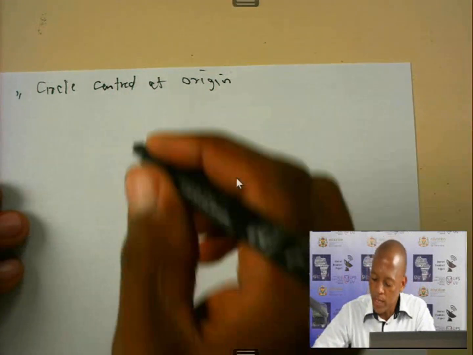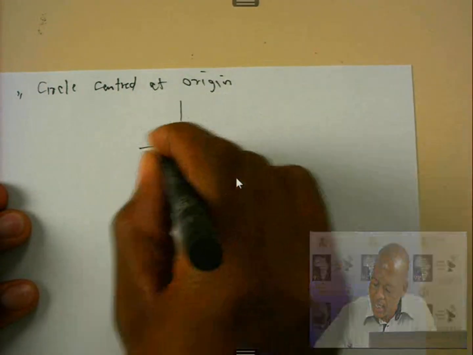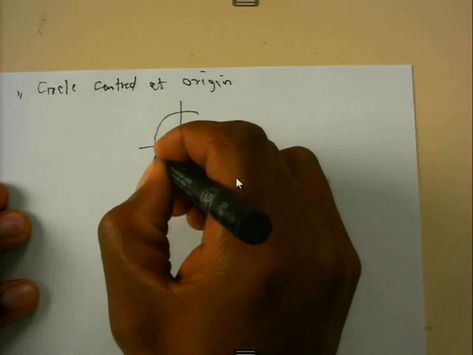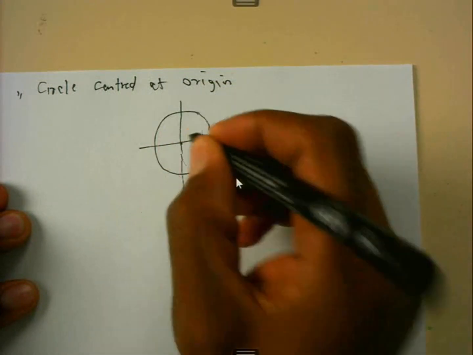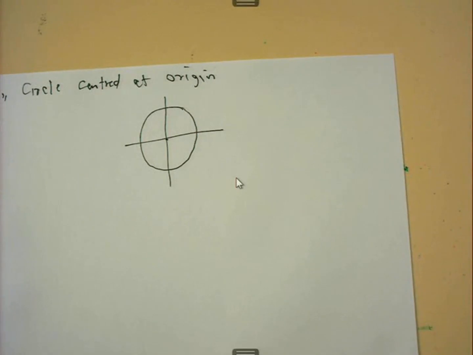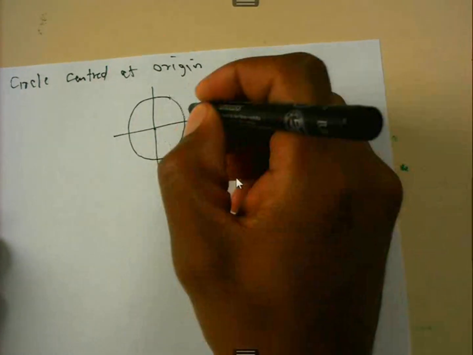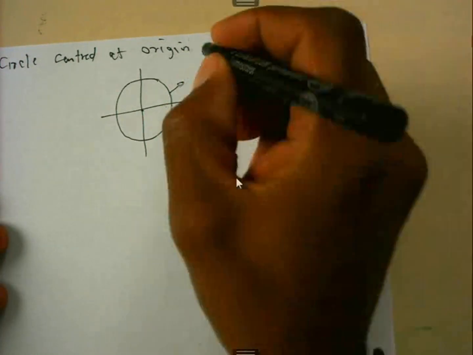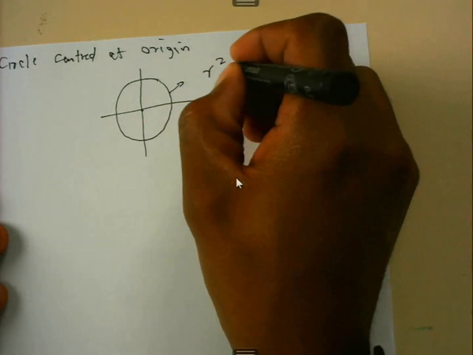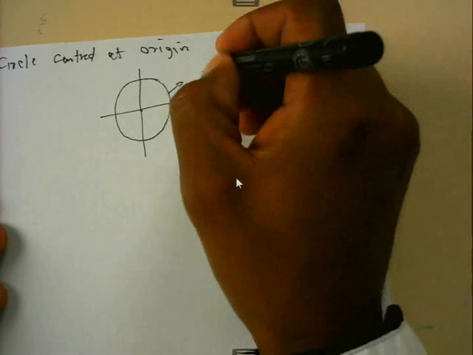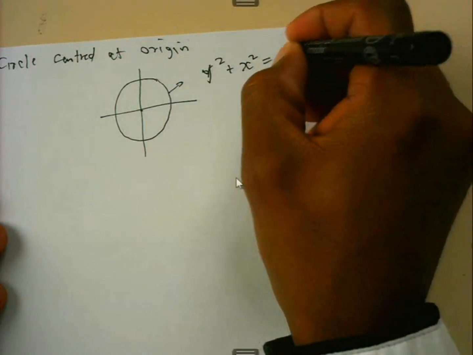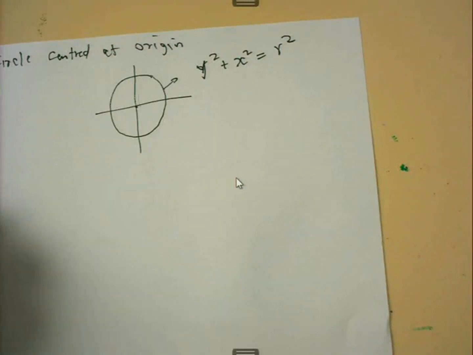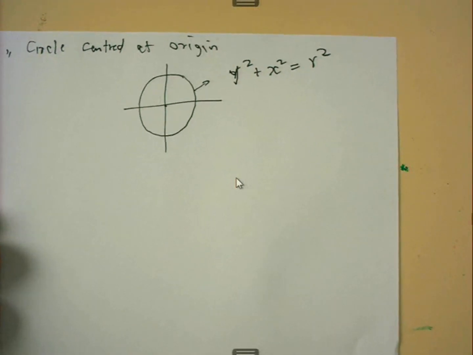When you look at this one here, we have the circle. This circle is centered at origin. What is important here? We must remember the equation of the circle that is centered at origin. That will be x squared plus y squared is equal to r squared. That is the equation of a circle centered at origin.